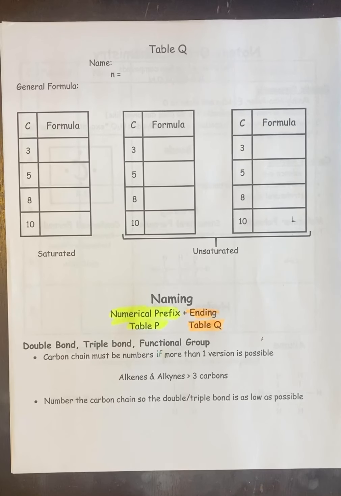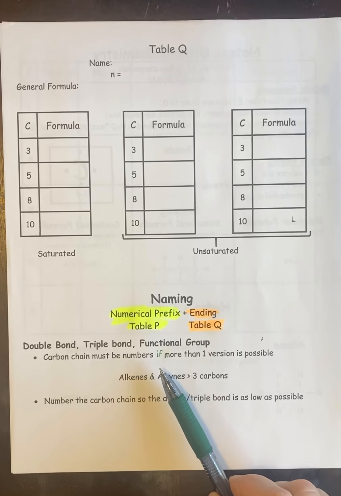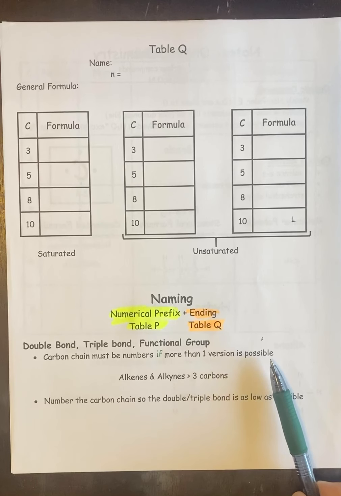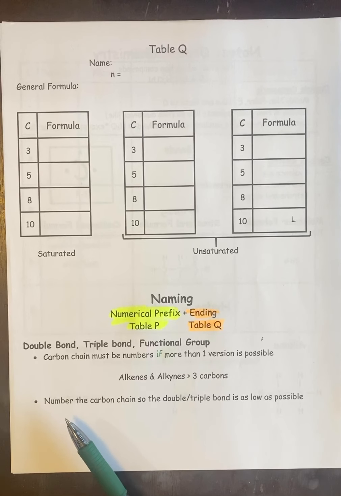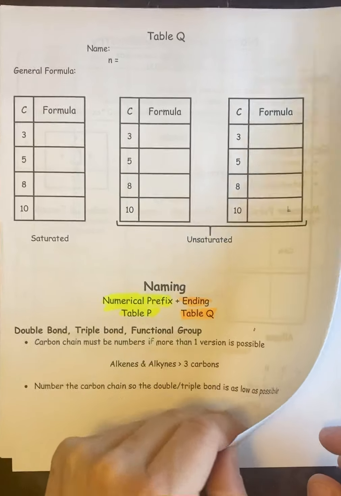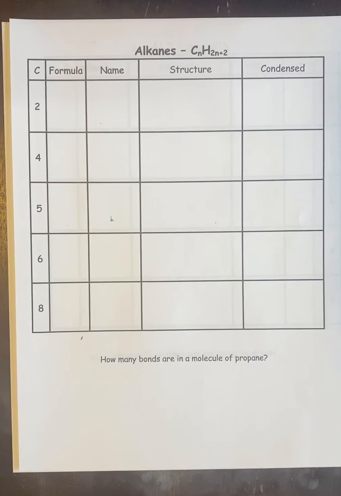So a couple things. If there's a double or triple bond, the carbon chain must be numbered, kind of like a condensed version that I showed you before, if more than one version is possible. I'll explain what that means when we get to it. It's actually much easier to see once we get to a problem. And then you number the carbon chain so that the double or triple bond is as low as possible. Again, I'm going to explain that when we get to it. So let's just start with the naming, and then we'll come to those when we get to our second set of problems.